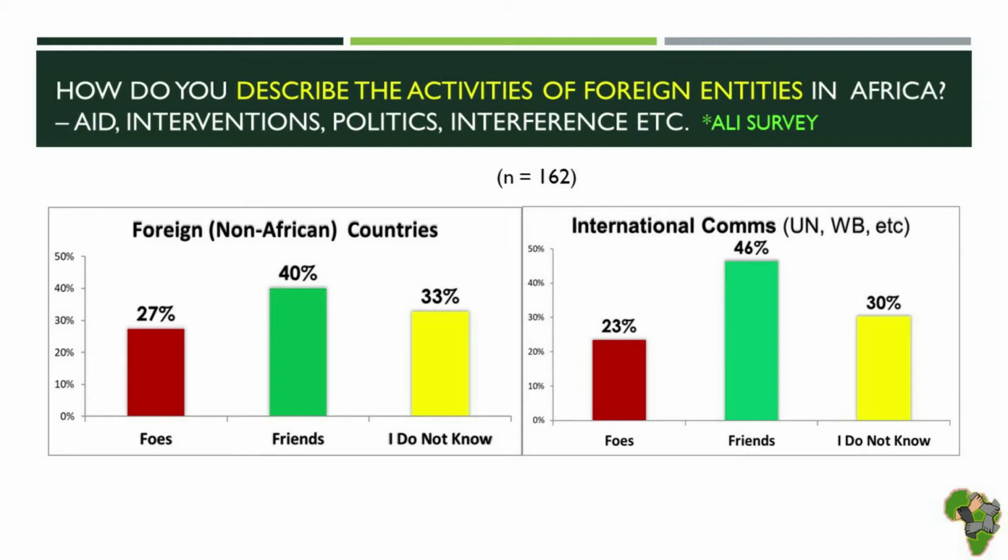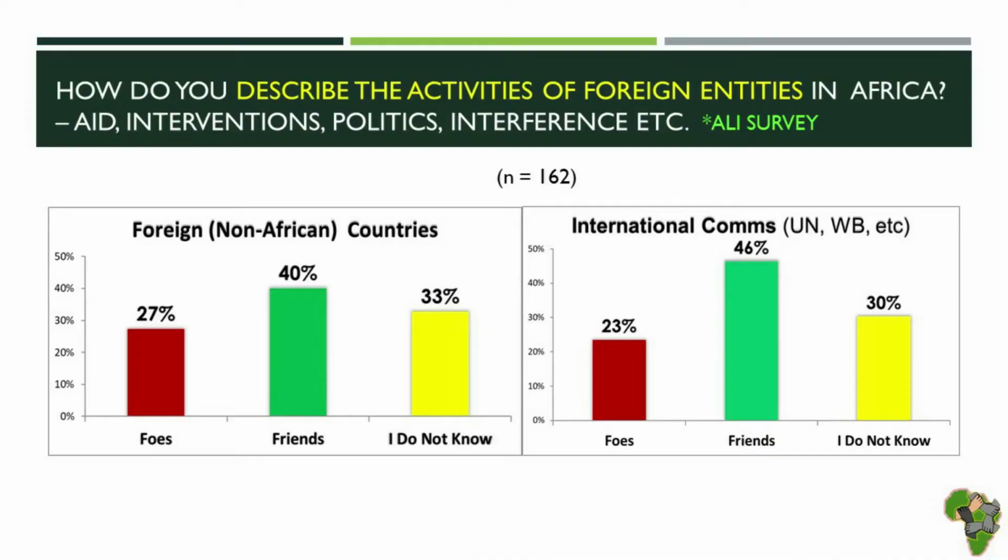And first, looking at the foreign countries, the activities, how would they define those activities? 27% says that they are foes, African foes, by those activities, while 40% says they are friends, they are doing us well, and 33% are kind of on the fence, not too sure. They're not too familiar with the global politics and what could be the motives anyway.